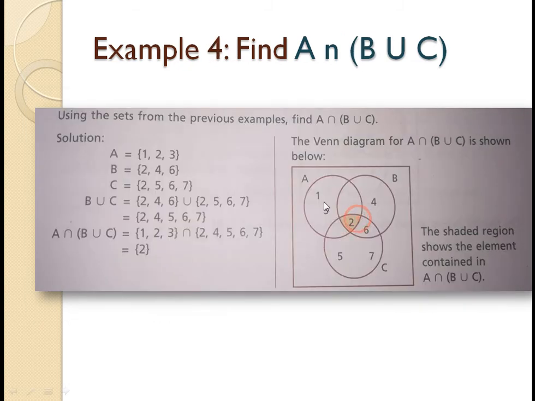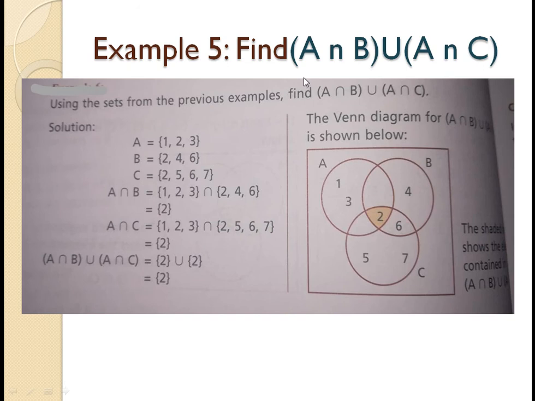Okay, in the fourth example, A intersection B union C. Similarly, we first find the bracket B union C, taking the same set values. B union C is 2, 4, 5, 6, 7, and we have to find A intersection it. So the value of A intersection the value of B union C. What are the common elements between them? The answer is 2. Here we have the shaded value.